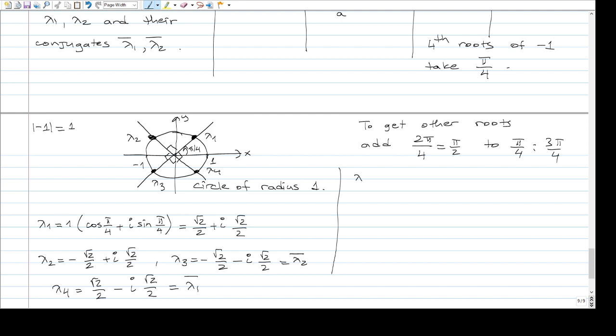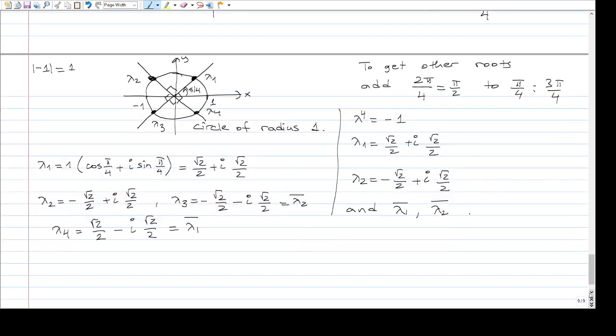So to summarize, when we have lambda to the fourth equals minus 1, we get the solutions: lambda 1, square root of 2 over 2 plus i times root 2 over 2; lambda 2, minus root 2 over 2 plus i times root 2 over 2. And we get their conjugates, lambda 1 bar, lambda 2 bar. For we have a polynomial of degree 4, so we have 4 roots.